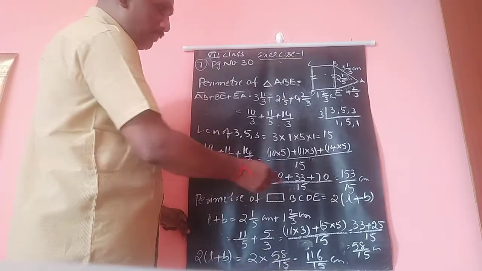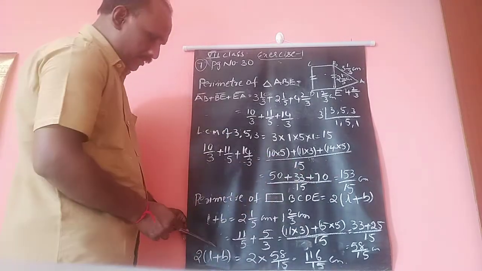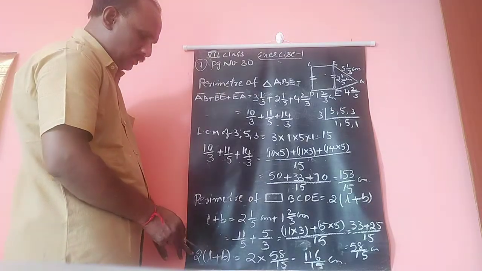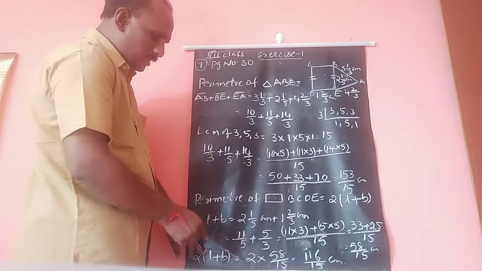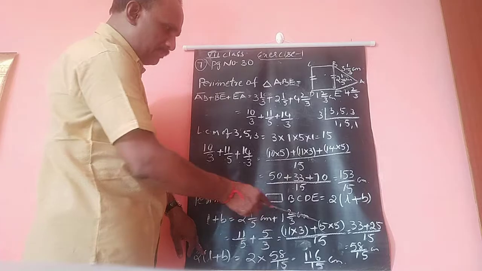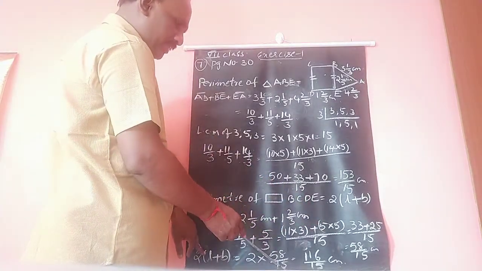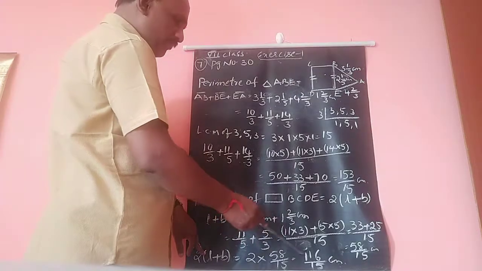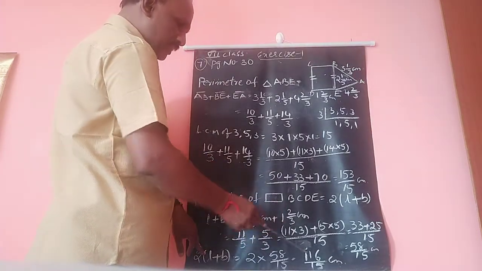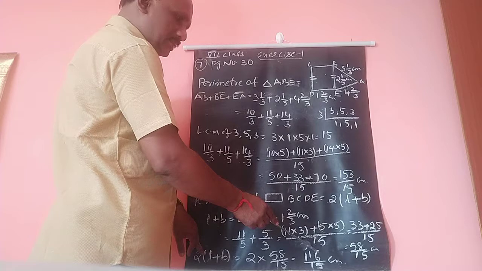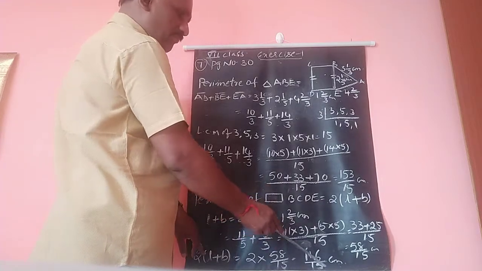This is only L plus B. We want to find out the perimeter, 2 into L plus B. What is the value of L plus B? You got it? L plus B means 58 by 15. 2 into 58 by 15. That means 2 into 58, what is that? 116. 2 eights are 16, 2 fives are 10. 116 by 15 centimeters.